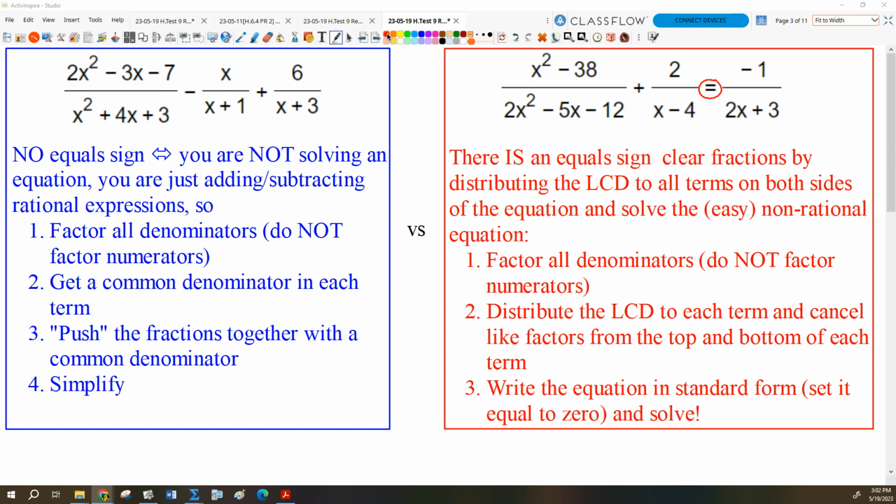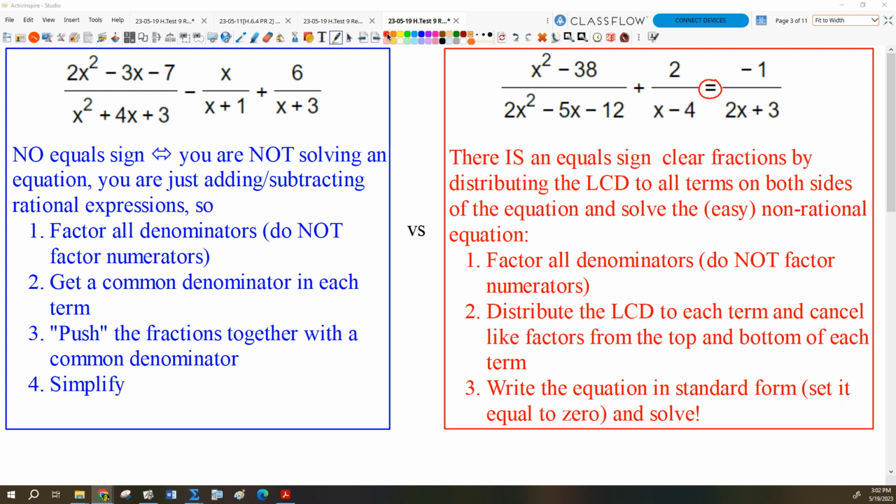We're going to factor all the denominators, again, not the numerators. We're going to distribute the LCD, just like we do with numerical equations where we don't have all these rational expressions with variables, but we've done this from the start of the year when we have fractions with numerical denominators, right? We multiplied through by some number to clear fractions. That number is just the LCD, right? Distribute the LCD through, it's going to cancel all the factors in each term, and then we just write the equation in standard form, meaning it's set equal to 0, and solve.